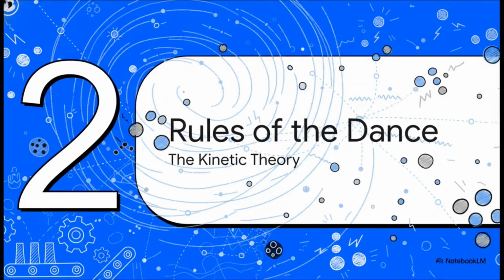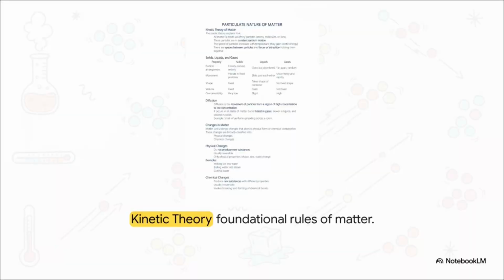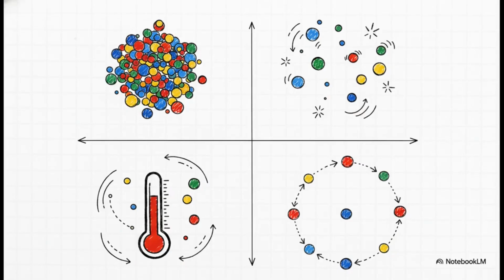All right, moving right along to Section 2, Rules of the Dance, looking at the kinetic theory. To actually make sense of all this microscopic movement, we turn to the kinetic theory of matter. Think of this as the master rulebook. It details the specific parameters that govern literally all material behavior, from that screen you're looking at to the very air you're breathing right now. Breaking that rulebook down, we get the 4 pillars of kinetic theory.